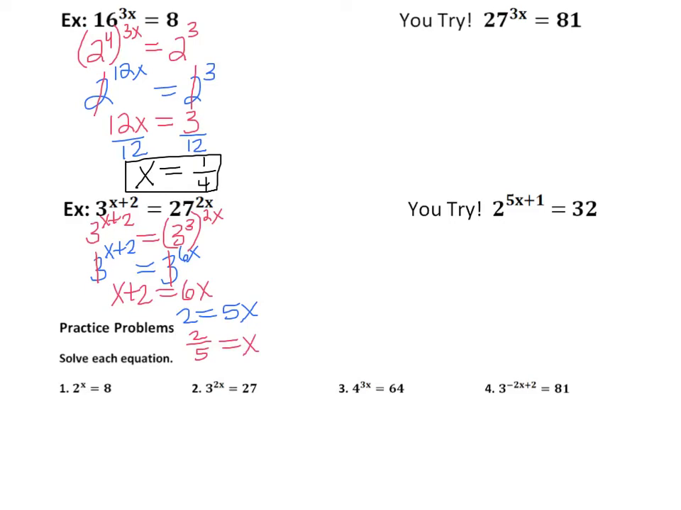And again, if you wanted to, you could plug this into your calculator. You'd have to substitute 2/5 for the x on this side and the x on this side, and then see does this value equal this value. If you have a true statement, then you have the right answer.